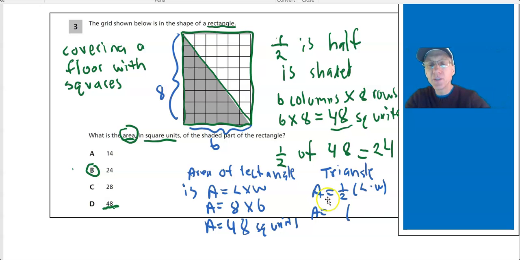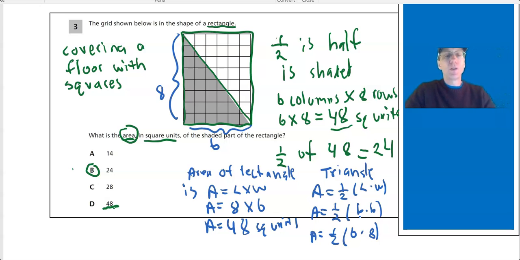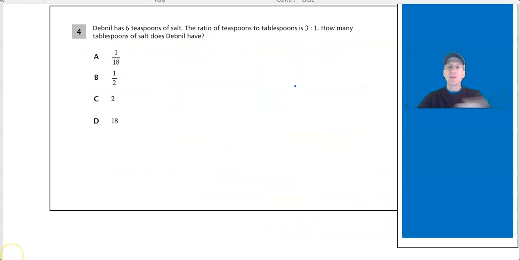The formula is just a shortcut that helps us. So 1/2 base times height. Area equals 1/2. 6, the base is 6 times 8. I'm just using the dot there. Okay. All right. Good job. Good job. Let's look at another one. Okay. Let's look at the next one.